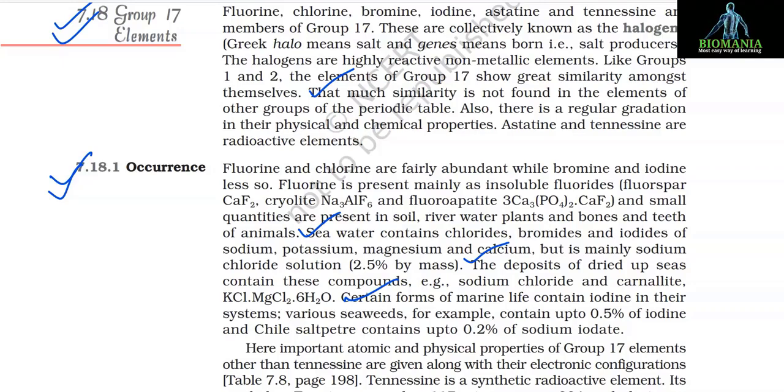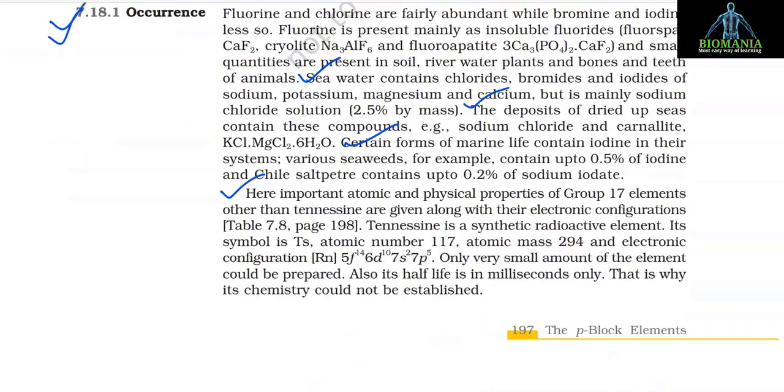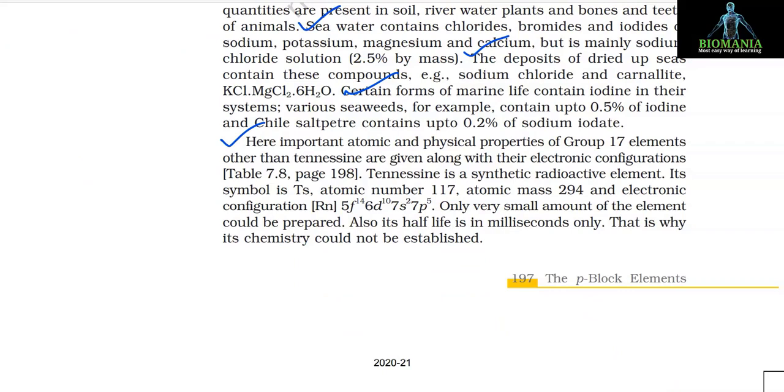Various seaweeds, for example, contain up to 0.5% of iodine, and Chile saltpetre contains up to 0.2% of sodium iodate. Here important atomic and physical properties of group 17 elements other than tennessine are given along with their electronic configurations.